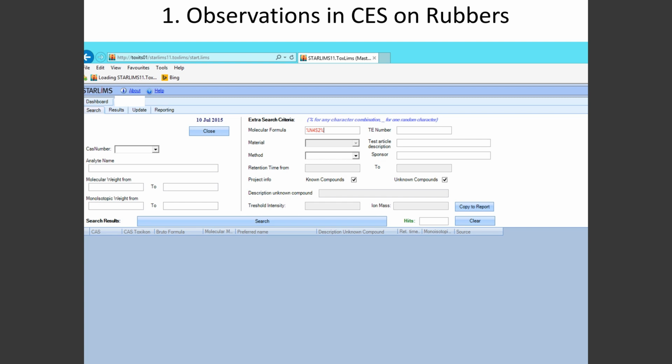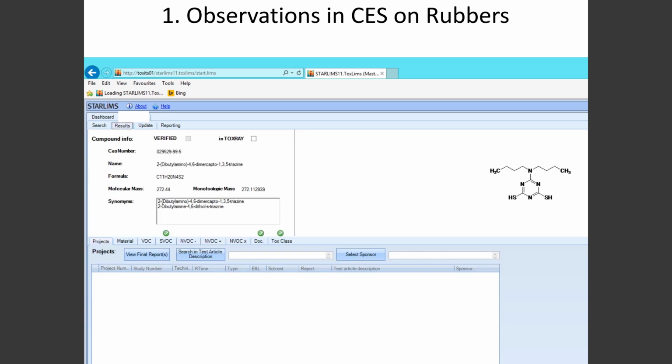Then we went to our database, which is quite big, and made a simple search on that part of a compound. We see that it can be linked to that kind of cross-linker, simply by looking up that part of the structure, meaning the formula that's in there.